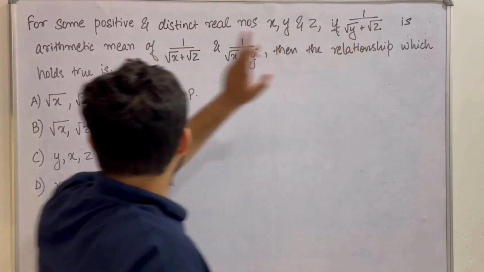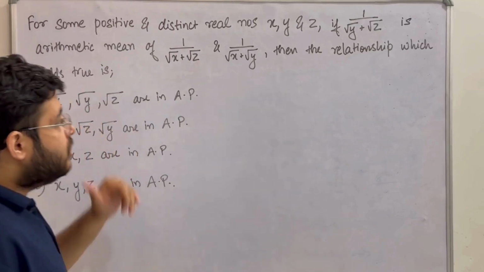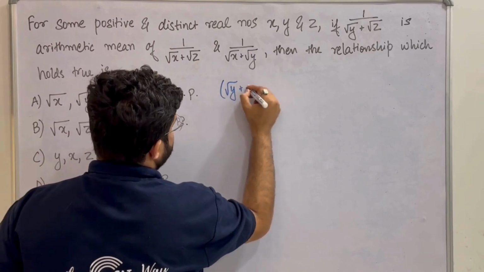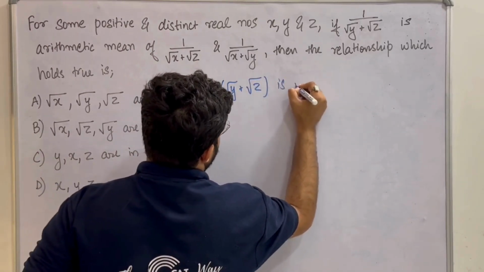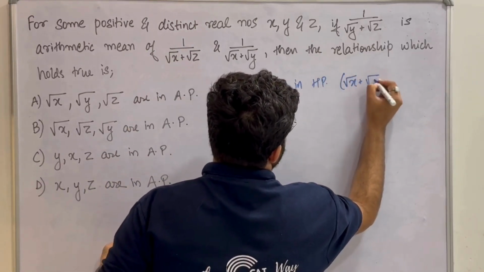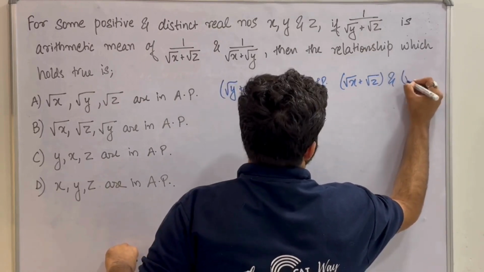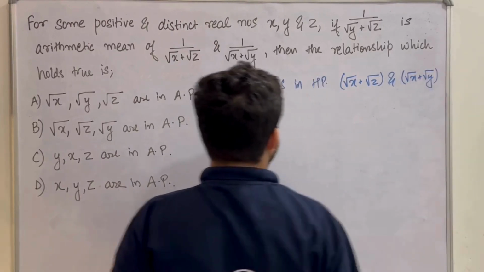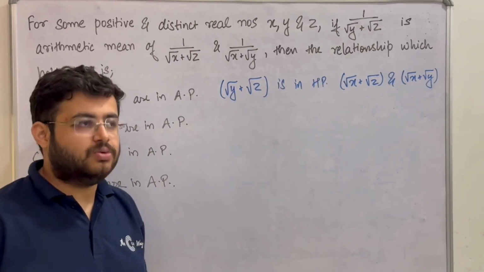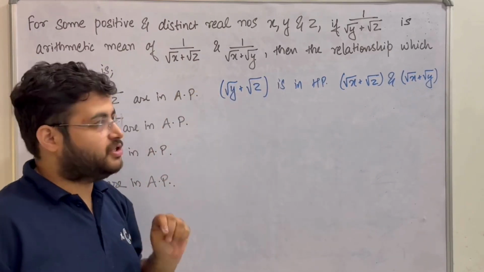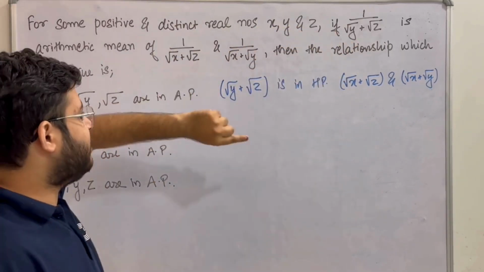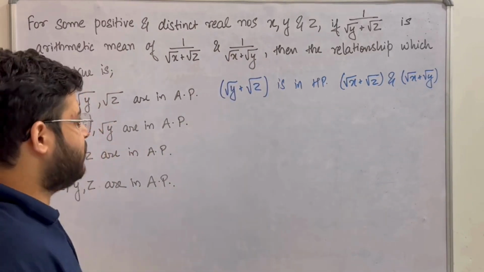Okay, now since this is the arithmetic mean of these two values, that would simply mean that root y plus root z is in harmonic progression with what? With root x plus root z and root x plus root y. Why is that? Because if one number is the arithmetic mean of the other two, if you take the reciprocal, they become in harmonic progression, right? It becomes the harmonic mean. So since we have been given a reciprocal, if we reciprocate it, we will get these values and they will be in harmonic progression, right?